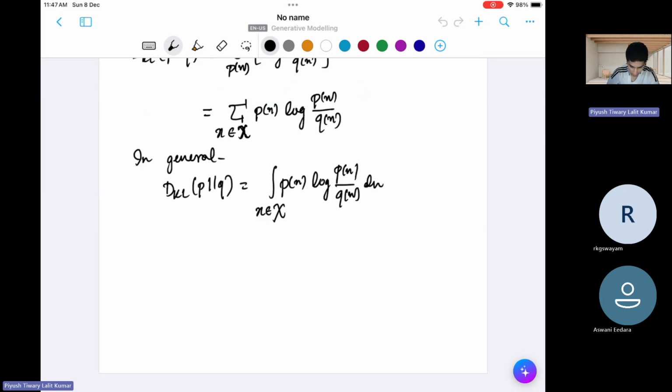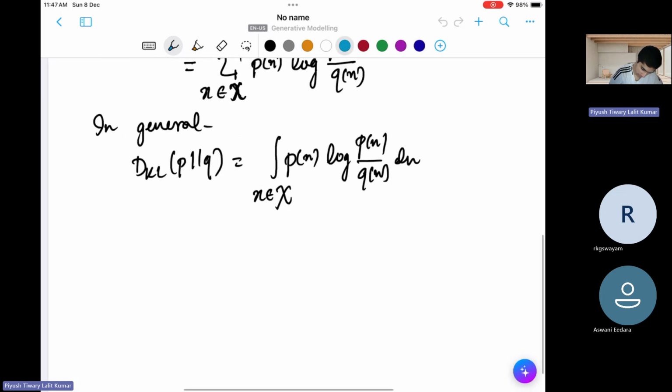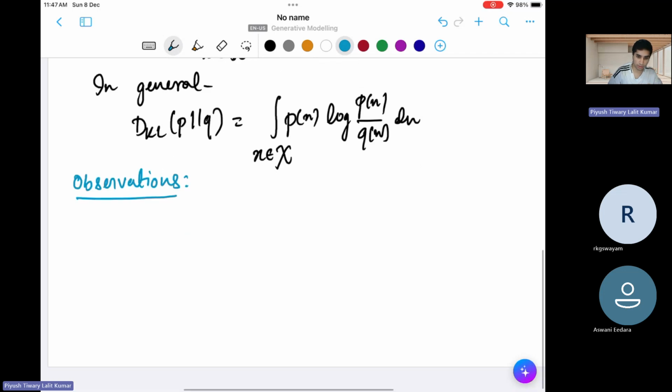So let's note down some observations. The first observation is about this KL. We are going to justify that the KL divergence is some sort of distance between two distributions P and Q. I'm using the word distance here, but it's not exactly a distance. Just for the sake of intuition and understanding, you can think of it as distance.